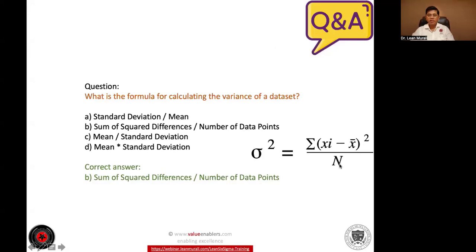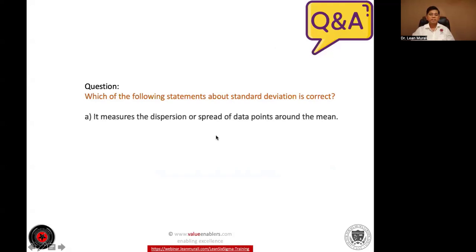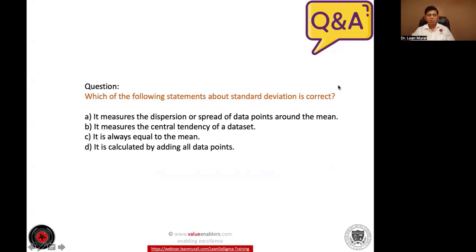Okay, thank you very much for your active participation. Now, the next one. Question: which of the following statements about standard deviation is correct? It measures the dispersion or the spread of all the data points around the mean. It measures the central tendency of the data set. It is always equivalent to the mean. It is calculated by all data points. Let's see the answers quickly. All right, it measures the dispersion and the spread. That's the right answer. Whoever has typed A, congratulations.